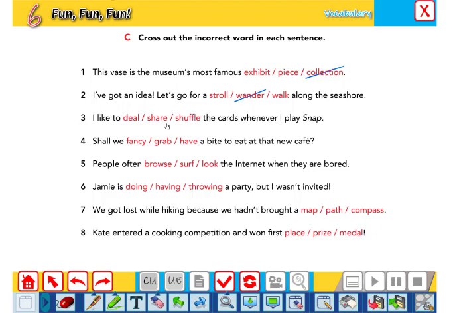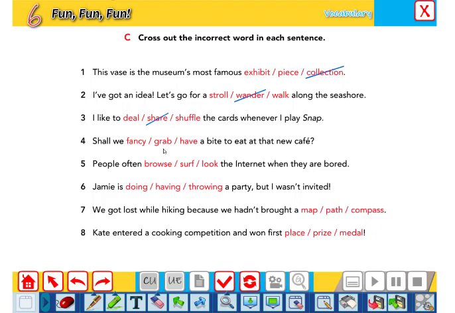Let's go for number three. So guys, I know that we love to play cards, we all do, but how about this? It says here, I like to deal, share, shuffle the cards whenever I play Snap. So guys, let me ask you a question. You know the word share? For example, if I have a sandwich and you want to eat the very same sandwich with me, we share the sandwich. I take part of it, you take part of it. Guys, when we play cards, do we cut the card in two to give each person a part of it? No, we can't. So the word share can't work here. This is going to be incorrect.